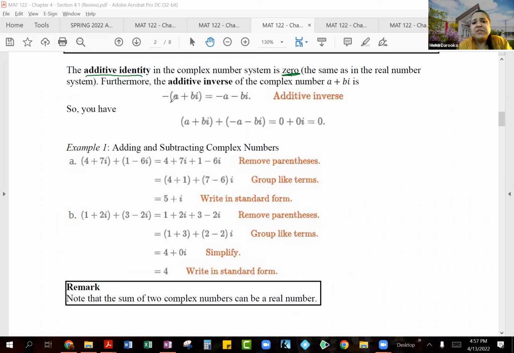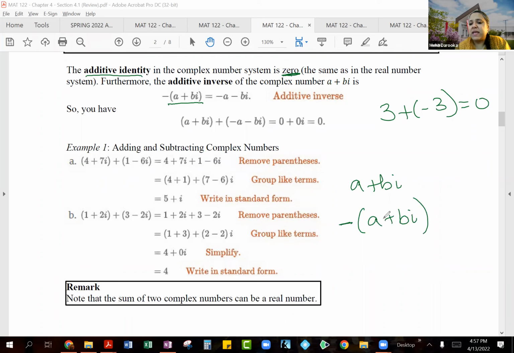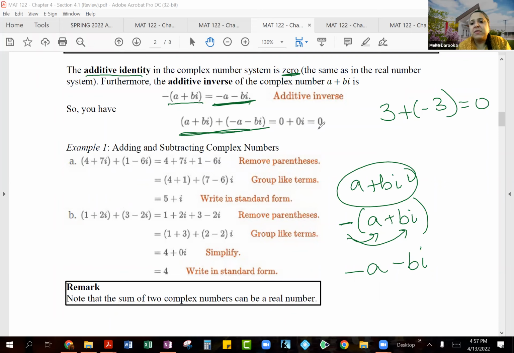So the idea is, if you're going to take a number and add it to its own additive inverse, it's kind of like adding 3 with -3, you would end up with 0. That's the same thing that happens here. So your original number would be a plus bi. Its additive inverse would be the negation of that, right? So take that negative and distribute it. That would give you negative a, negative bi, which is your additive inverse for the original number a plus bi. And then when you add those two numbers together, you will end up getting 0. So that's kind of what they're talking about here in this little property.